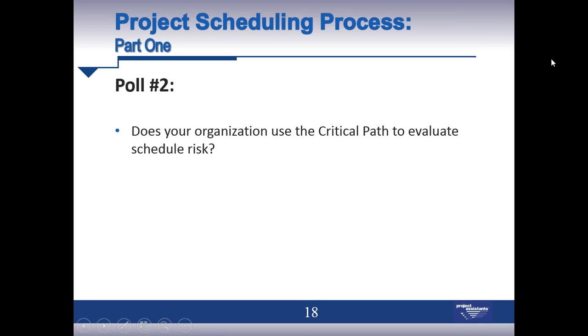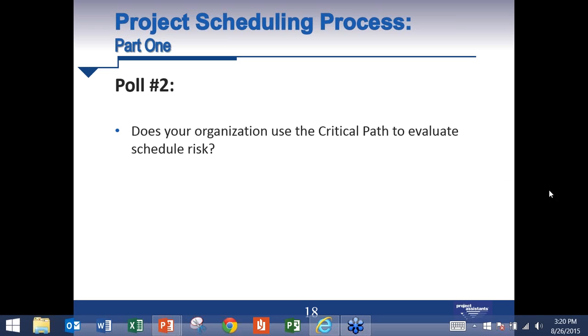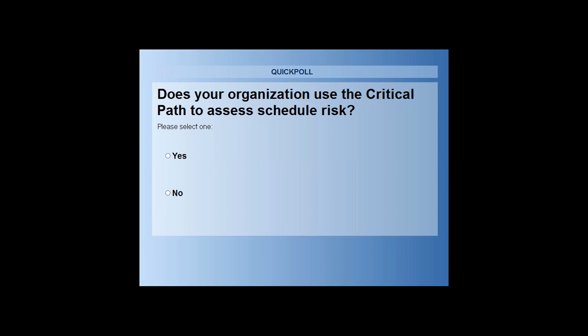So let's jump to our poll number 2. Does your organization use the critical path to evaluate schedule risk? So I'm going to launch this one and give you a few seconds to answer. Guys, we're running neck and neck right now, right about 50-50. Not what I expected.